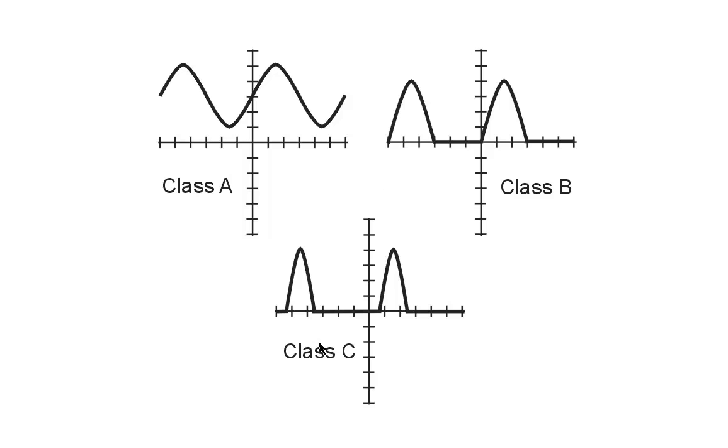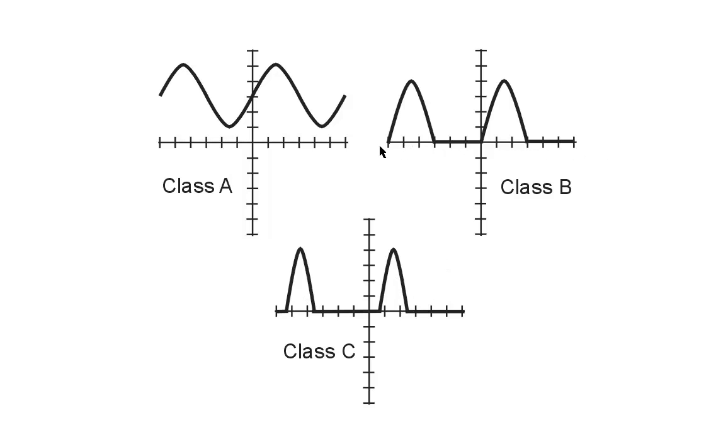In class C, current flows for less than half of the cycle. And the reason for that is that the device is biased well beyond pinch-off or cut-off, so that the input signal actually has to overcome a reverse bias before any current can even flow at all. So you get these pulses.